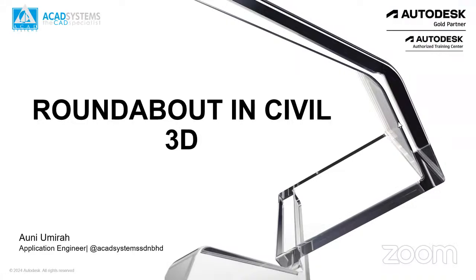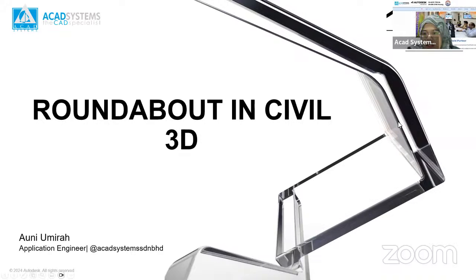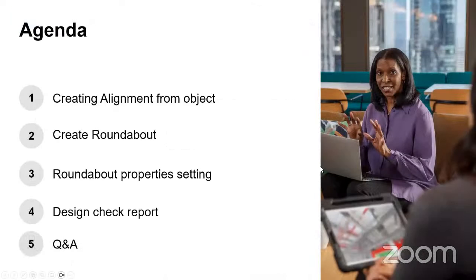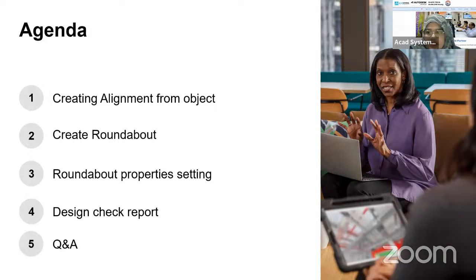Right. So for today's lessons, this is the agenda. First, we will create the alignment from the object before we create the roundabout. After that, we will create the roundabout using the roundabout command in Civil 3D. Hi, to those who are just coming in, thank you. Then we will set the roundabout properties. And lastly, we do the design check report in Civil 3D.